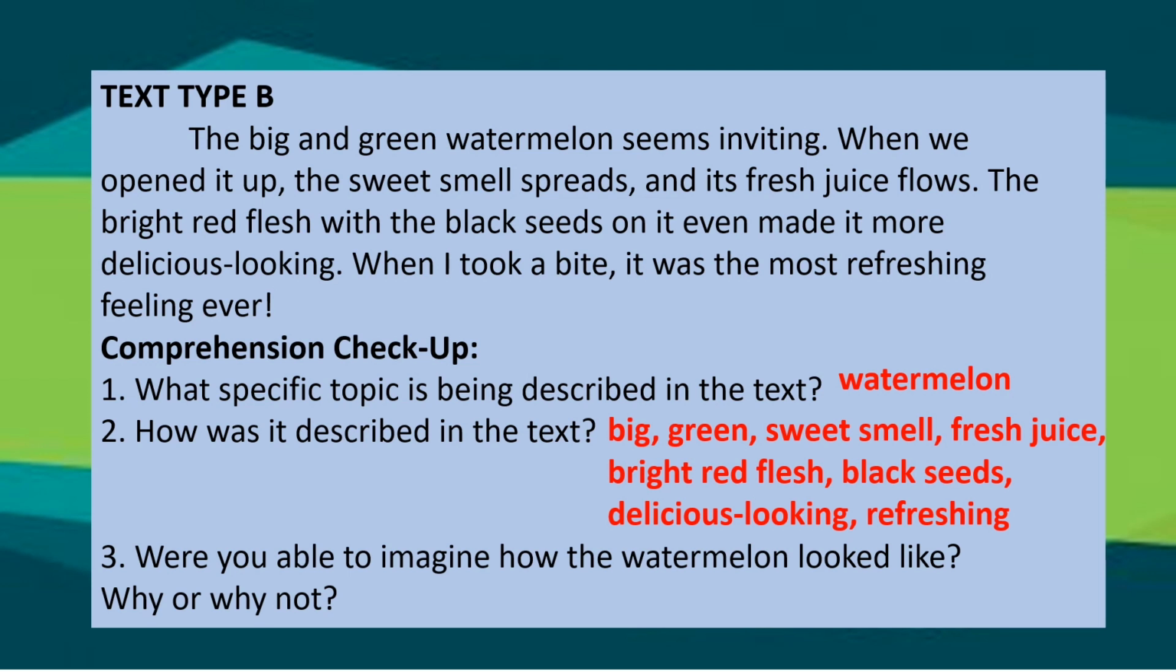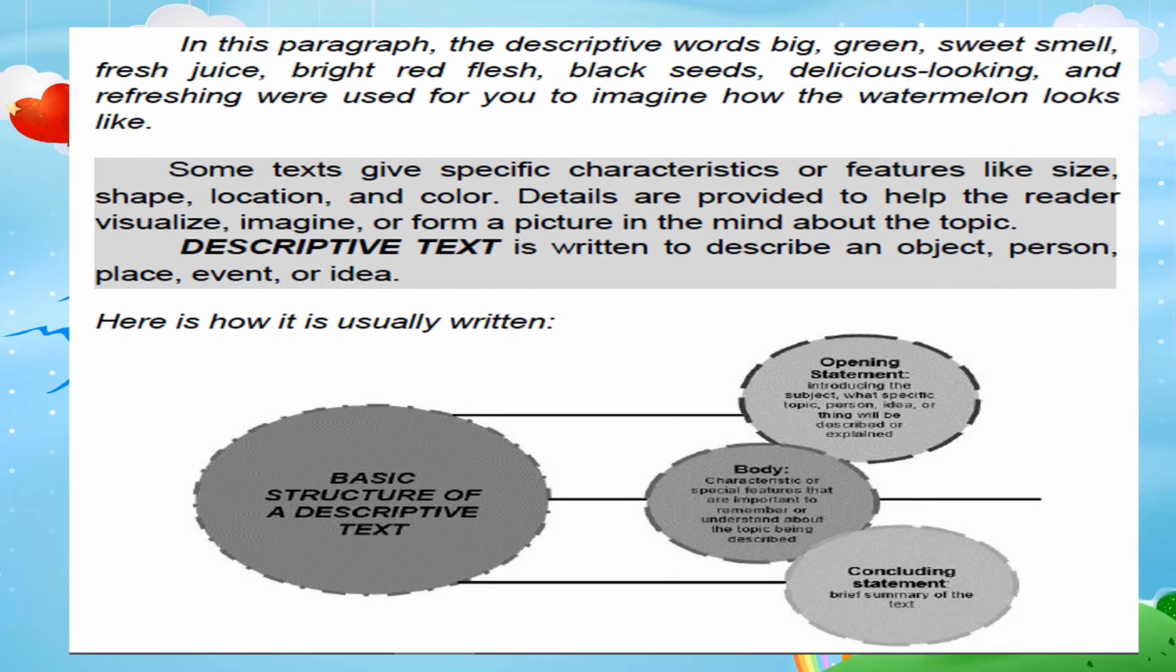Number 3. Were you able to imagine how the watermelon looked? Why or why not? Of course, yes, because of the description or descriptive words used. Okay. In this paragraph, the descriptive words big, green, sweet smell, fresh juice, bright red flesh, black seeds, delicious looking, and refreshing were used for you to imagine how the watermelon looks.